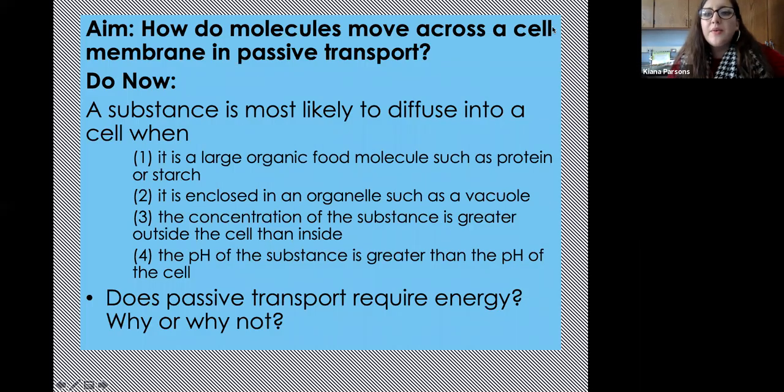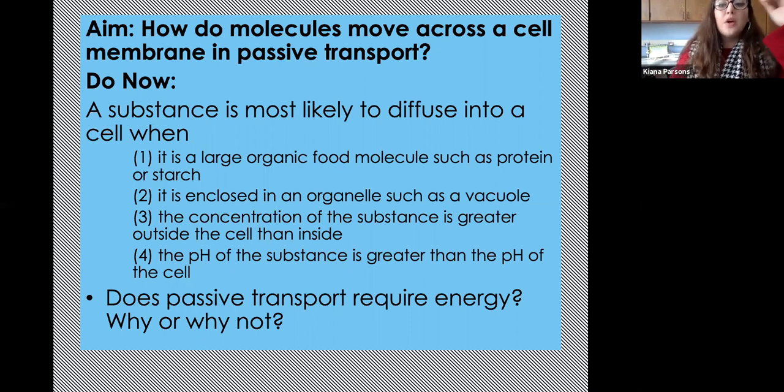So how do molecules move across a cell membrane in passive transport? We remember that with passive transport, we are just talking about diffusion. A substance is most likely to diffuse into a cell when it is a large organic food molecule, such as protein or starch. Diffusion happens without the use of any energy. These are materials that can pass directly through the cell membrane, due to the selectively permeable quality of the cell membrane.